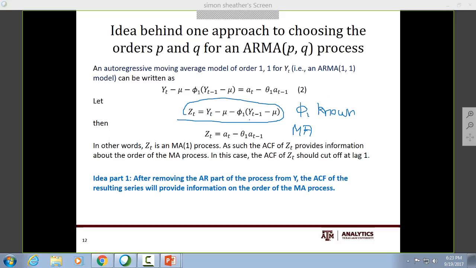So again, I've started with equation 2, which is our vanilla flavored equation for an AR(1) MA(1). The AR(1) part has the phi 1 Y_{t-1}. The MA(1) part has the theta 1 times a_{t-1}. Now, if I knew what the phi 1 and the mu were, I could subtract them from Y and get a thing called Z, right? And the Z is the left-hand side of equation 2. And so I have Z_t equals a_t minus theta 1 a_{t-1}. That's just the moving average process from last week and the homework you did.